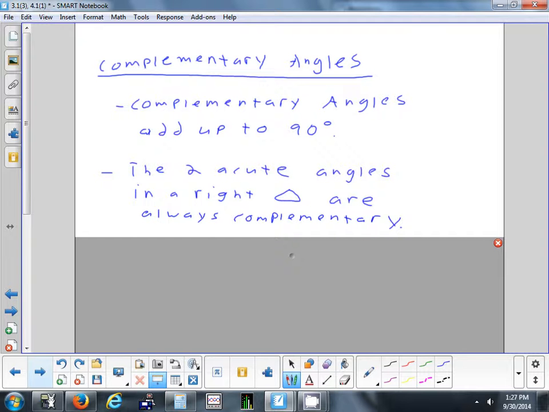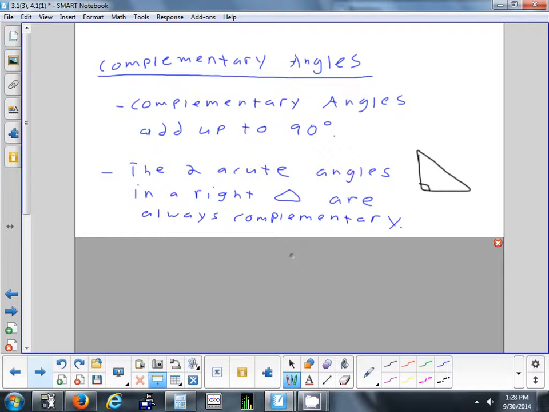So my next statement is the 2 acute angles, 2 small angles in a right triangle, are always complementary. Why does that have to happen? Montana? All the angles in a triangle add up to 180, so. Yep, we didn't say that yet, but that's true. So the 90 plus the other 2 would have to be 90. Right. You've already used 90 for the right angle, so you've got 90 left over split between the other 2.